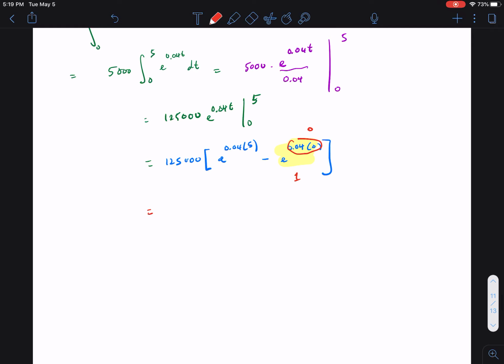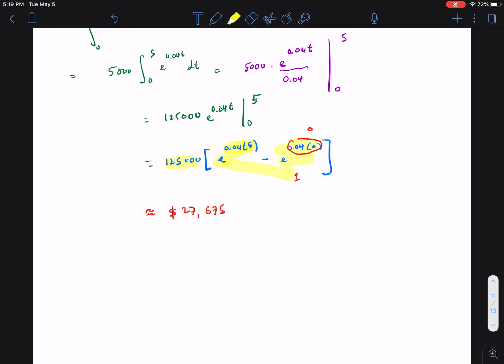If you do the math correctly, or if you type this in the calculator correctly, you will need to do this part first, take the e to that, then subtract 1, and then multiply it by that. And if you do this correctly, you should end up getting 27,675. This is rounded to the nearest dollar.